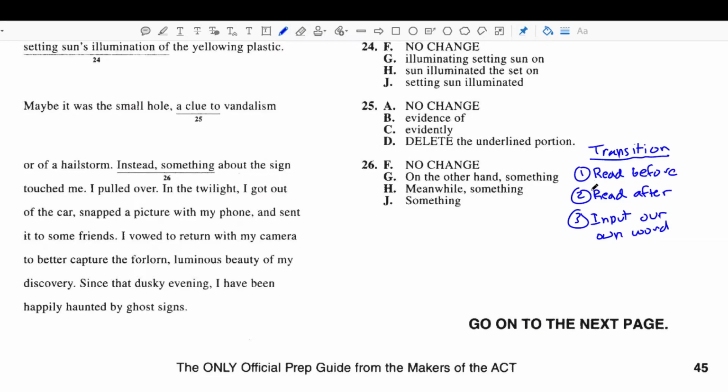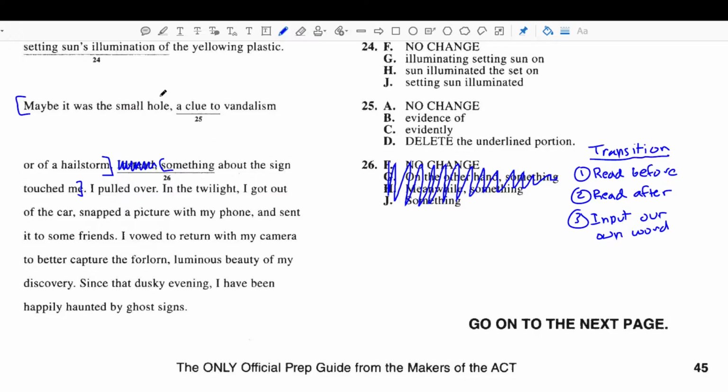Okay, so if we're going to read before, then read after it and input our own word, then we don't want this word here to influence our judgment. Likewise, we don't want any of these answers to influence our judgment. We want to be able to figure this out on our own. So let's read before. I'll bracket the information before. I will bracket the information after. And let's figure out what transition word best goes in that spot.